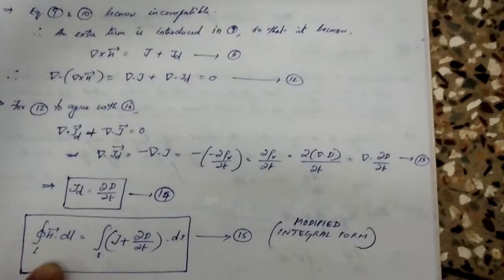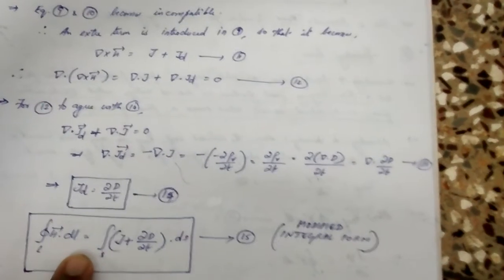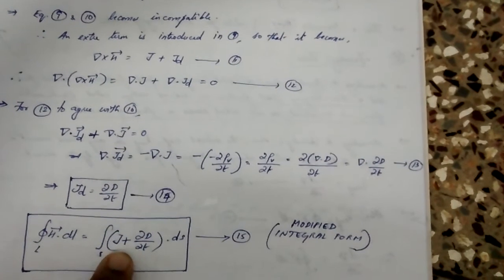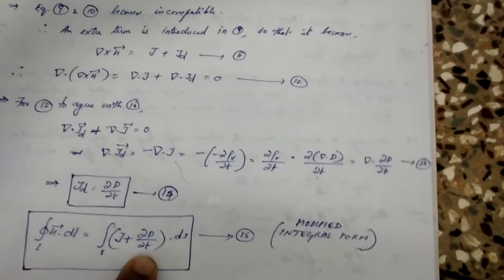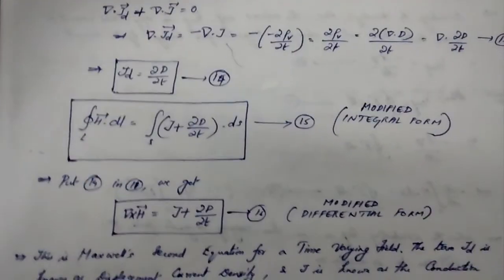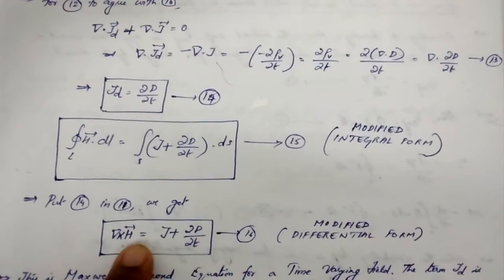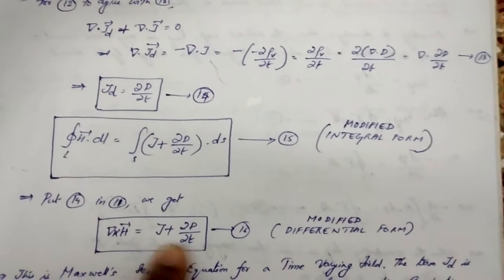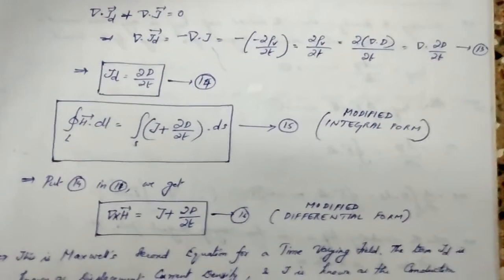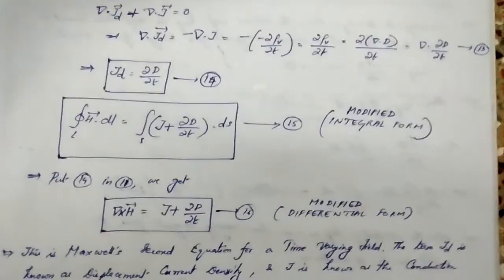Okay. So this line integral H dot dl, you can write it as surface integral of J plus J_d, and instead of J_d, you can substitute dou D by dou t, into dS. So this is the modified integral form of Maxwell's second equation. Similarly, del cross H is nothing but J plus J_d, or you can write it as J plus dou D by dou t. This is the modified differential form of Maxwell's equations for time varying fields.